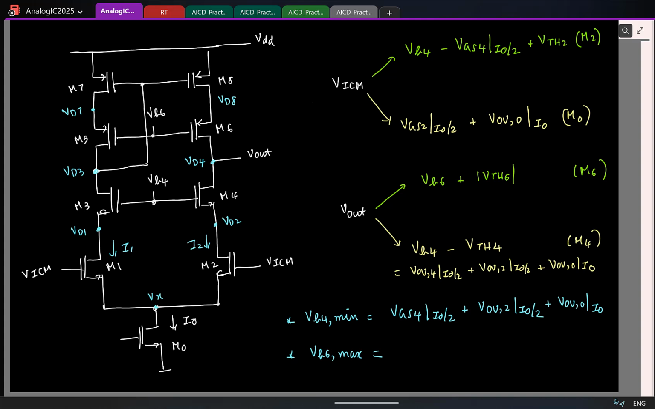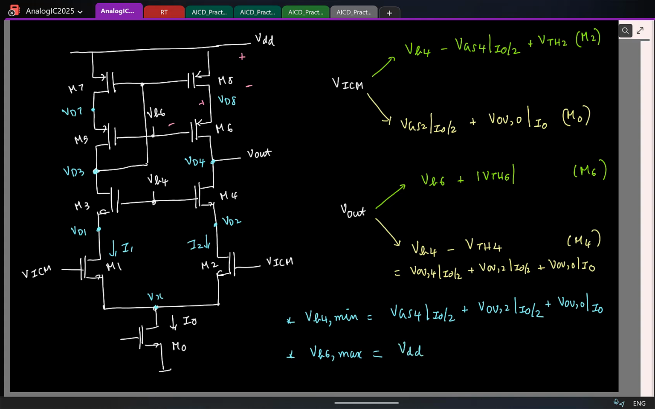This is my voltage VB6. This is basically VDD minus the source to drain across M8, minus source to gate across M6. Fine. So tell me, VDD minus source to drain minus source to gate, of which the source to gate voltage is fixed. So if this has to reach maximum, this has to be the minimum. So can you tell me directly what VB6 max will be?